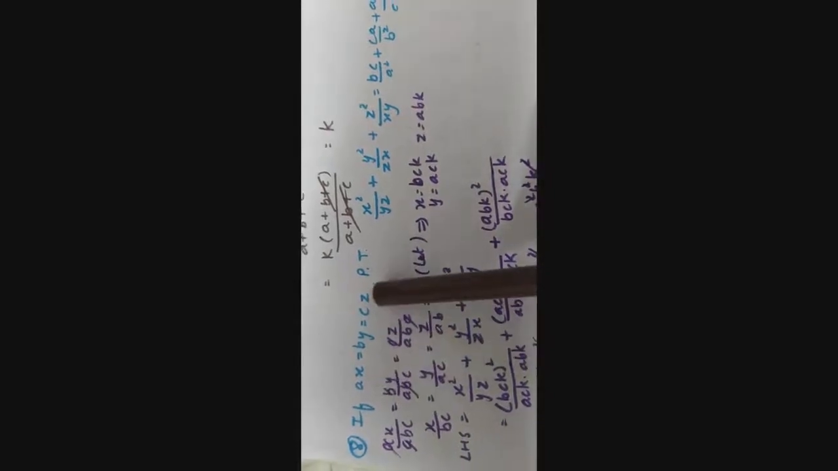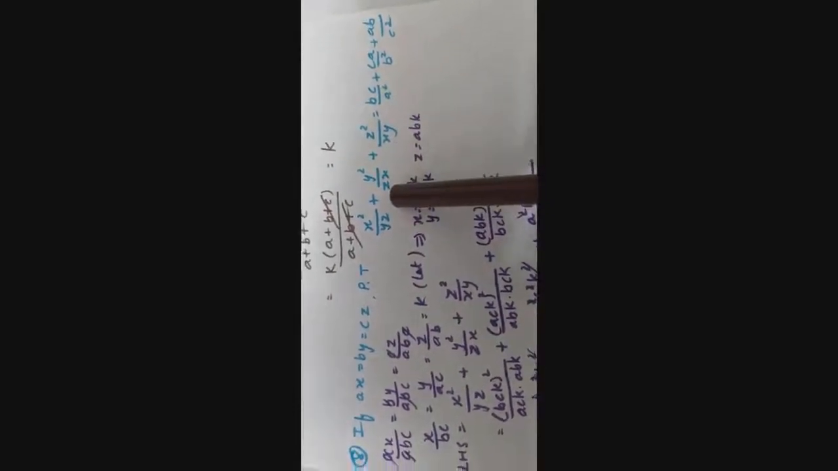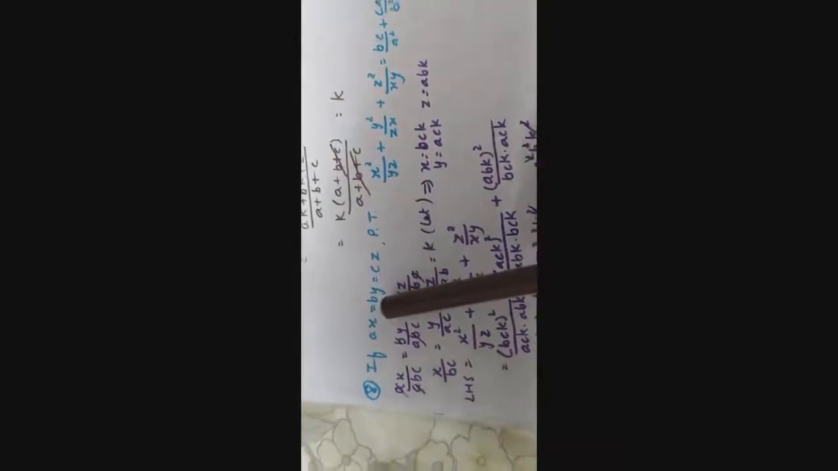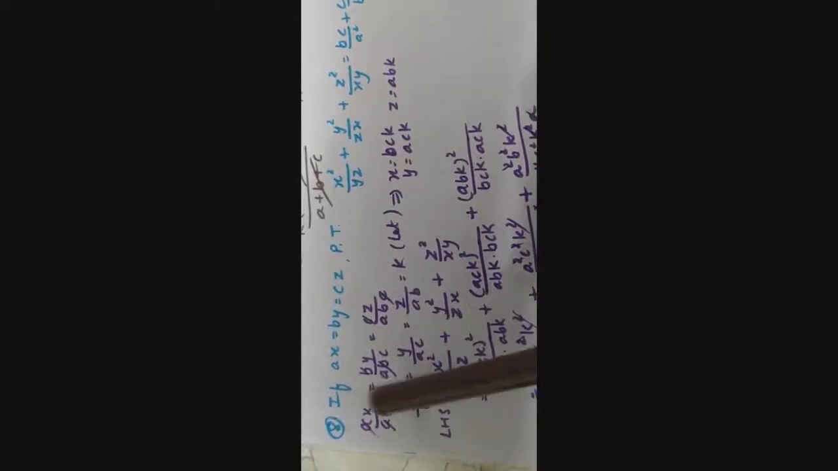Next is question number 8. If ax is equal to by equal to cz. Now here you are not given any ratios. So what we have to do, we have to first find the ratio form. Then only we can prove this result. Okay, so first of all we have to think how we get this in the form of ratio. So first of all I take ax upon abc. I am dividing all three equal results with abc, you see.